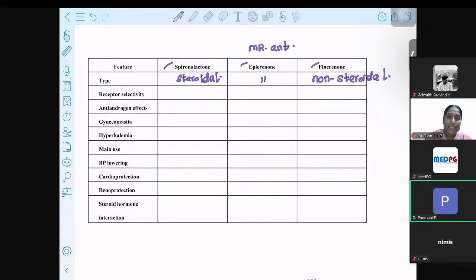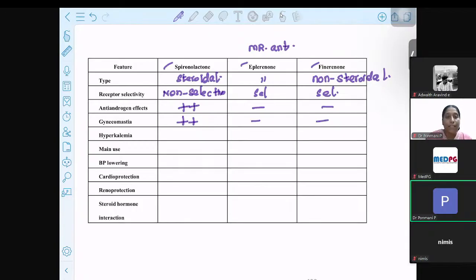And receptor selectivity, spironolactone is non-selective, whereas these two are selective. But the anti-androgenic effects, since it is non-selective, are more with spironolactone, and hence the gynecomastia is also more with spironolactone, which is absent with the other two, eplerenone and finerenone.